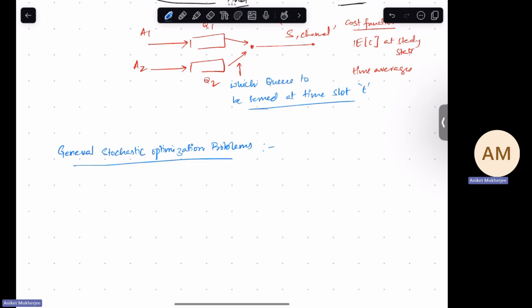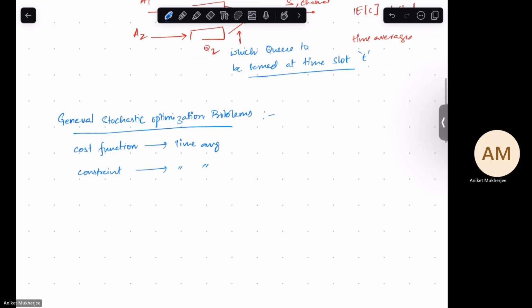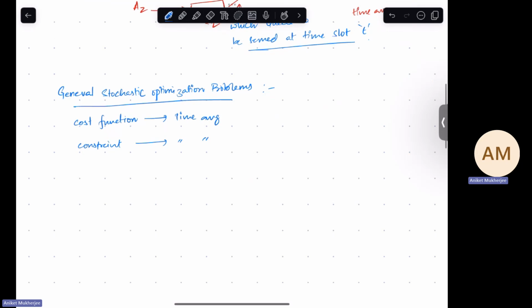The general stochastic optimization problems that we'll be looking at, we'll mainly consider a cost function which is a time average function. We'll have constraints, which are also time averages. First we'll discuss the general setting, and once we've discussed the general setting, we will go into details of what each of the functions mean.